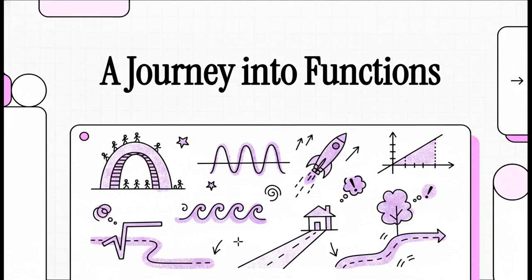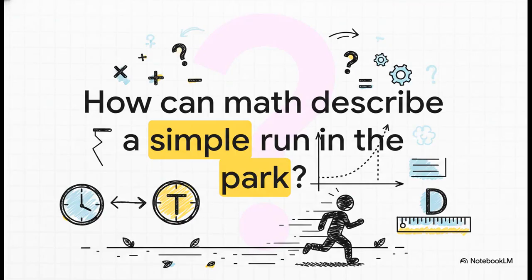And really, you can just think of them as these different families of shapes, and each one has its own special way of describing something happening in the real world. So, let's start with something super simple. How could math possibly describe something like just going for a run in the park? Well, it all comes down to finding a connection, a relationship between two things. In this case, it's pretty obvious: how far you've gone and how long it's taken you to get there.